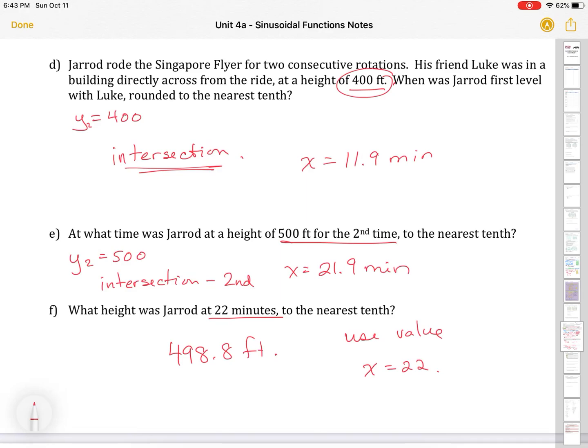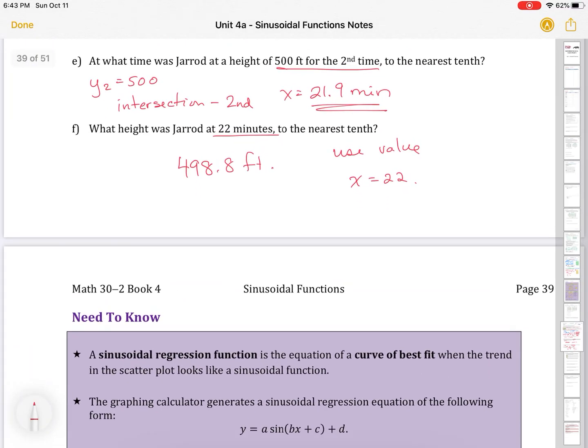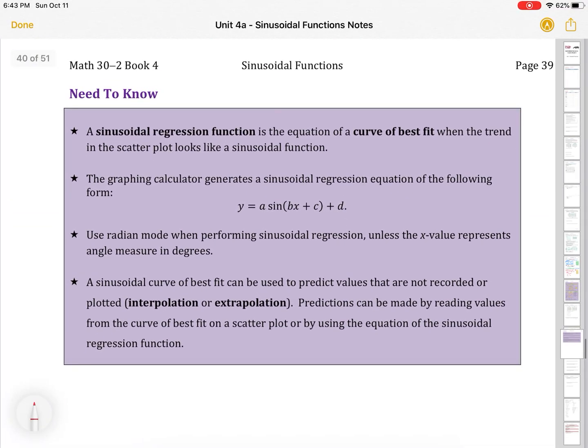And as you can see, at that point, Jared is going down, because it's the second time he was at 500. The first time was when he was going up. Second time is when he's going down. So he's gone down just a couple of feet after that 21.9 minutes. Okay, so as you can see, you can use these regressions to answer questions.